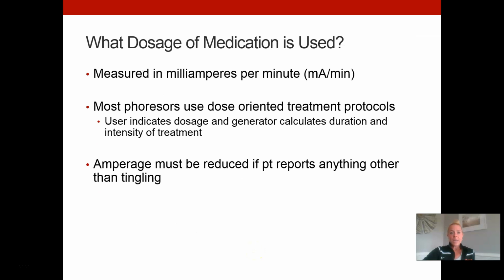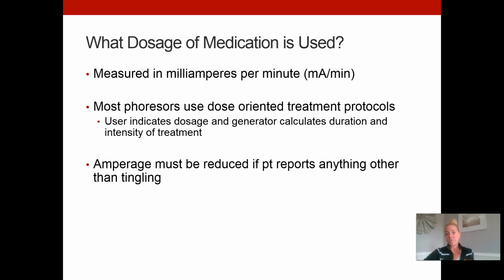So the dosage of medication is measured in milliamps per minute, and it's abbreviated mA/min. Dosage is something that you are going to have to choose when you first set up your machine. Most of the machines are going to use a dose-oriented treatment protocol, meaning you have to set the dosage into the machine, and then the rest of the settings will kind of be figured out for you based on the patient's tolerance of the intensity.